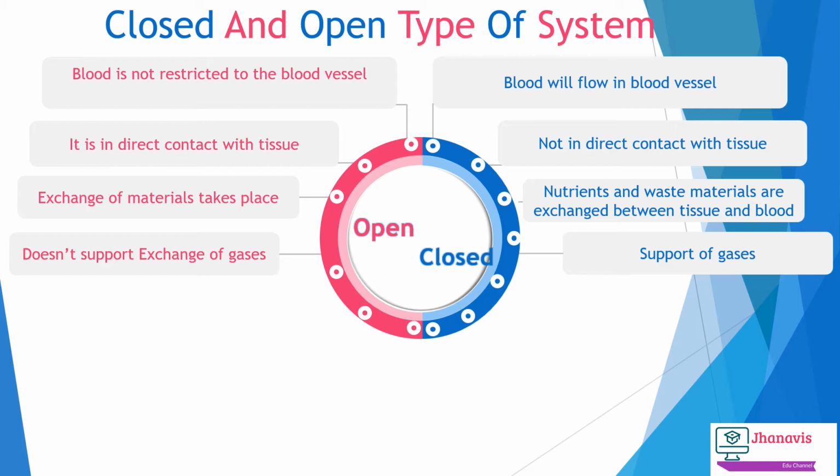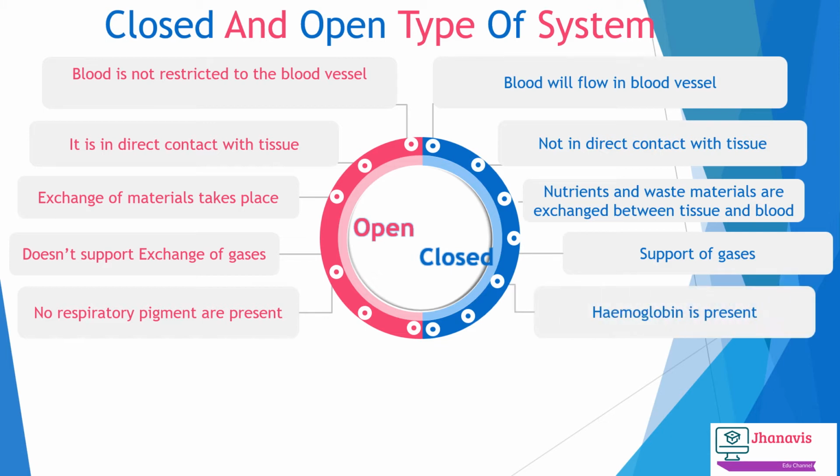And in an open circulatory system, you can see that the blood is white in color, because there are no pigments present in the open circulatory system. The pigments are absent. So when you take the blood of the cockroach, you can see it is white in color. Whereas hemoglobin is present in the closed circulatory system, which is red in color. Hence, these are the important differences which you have to know.